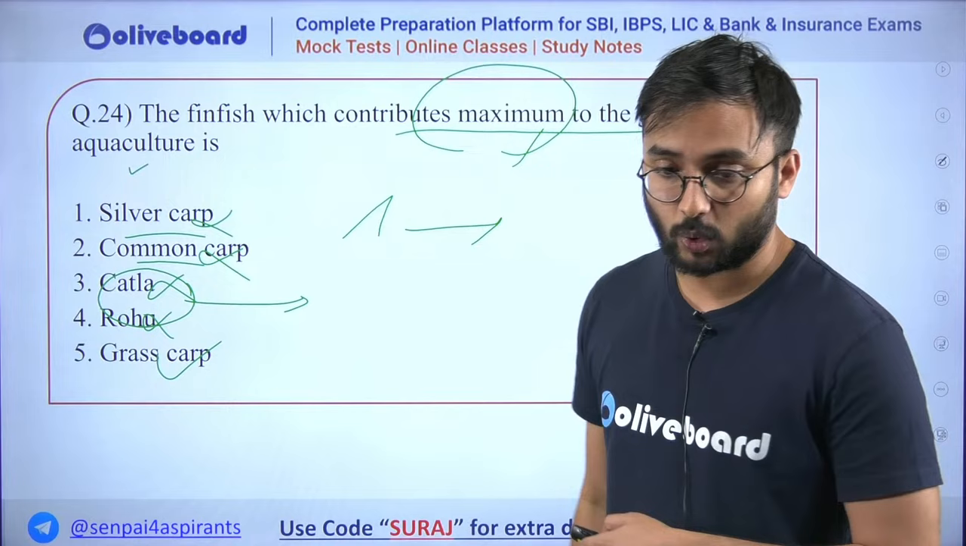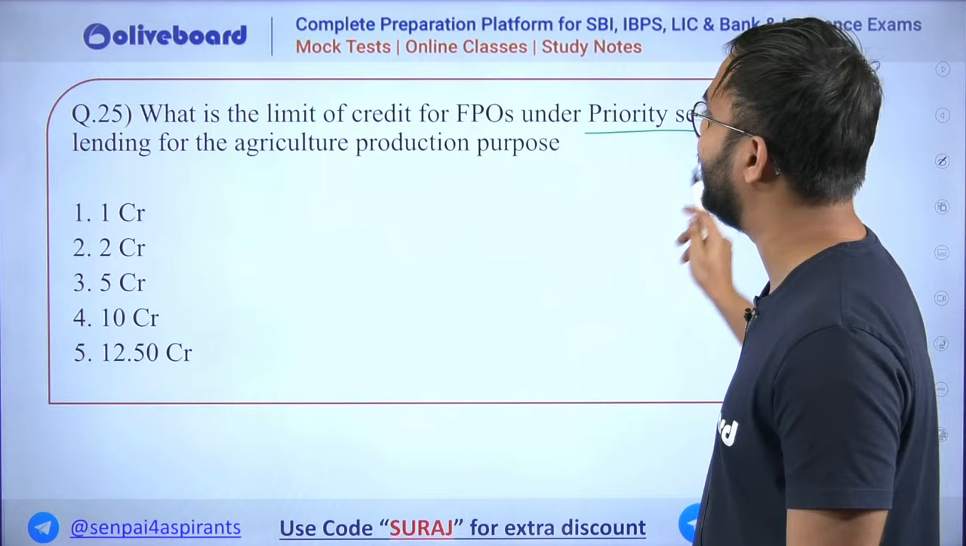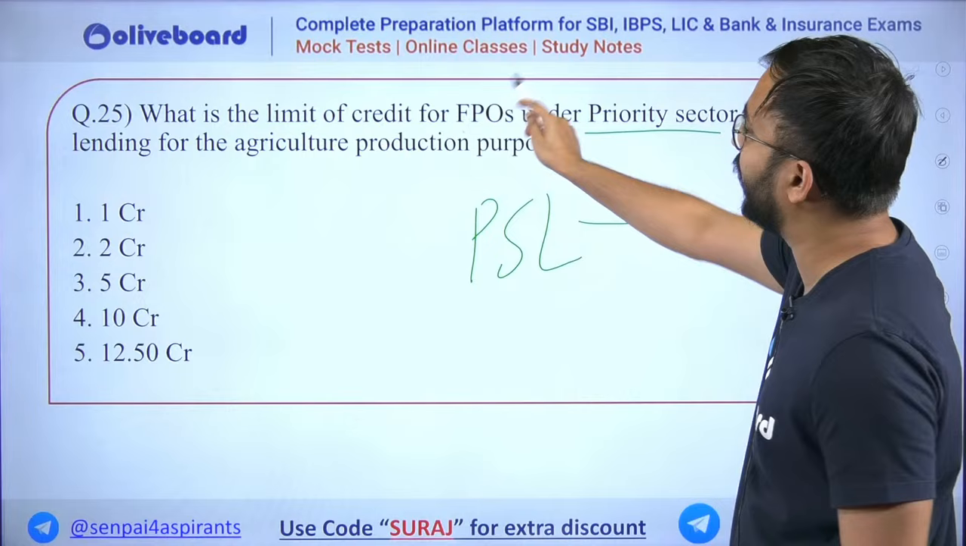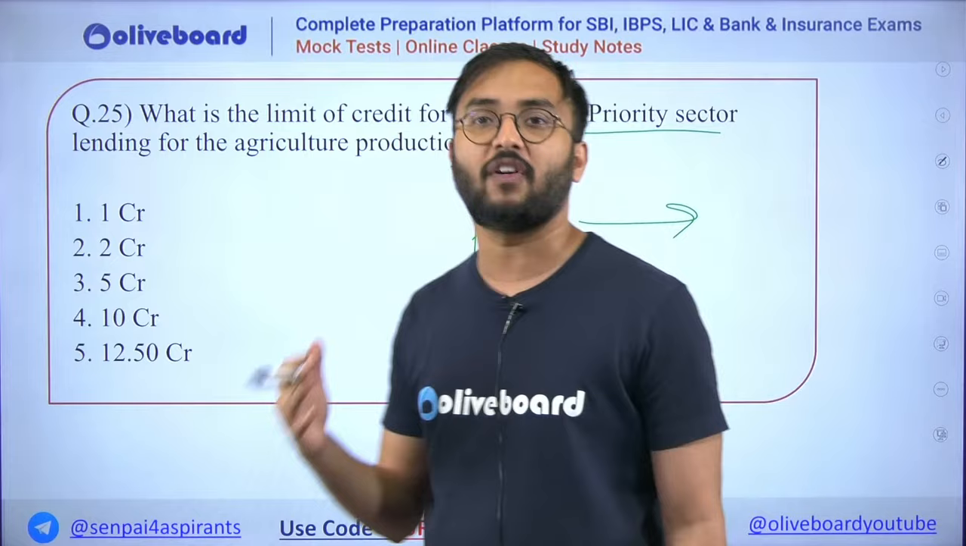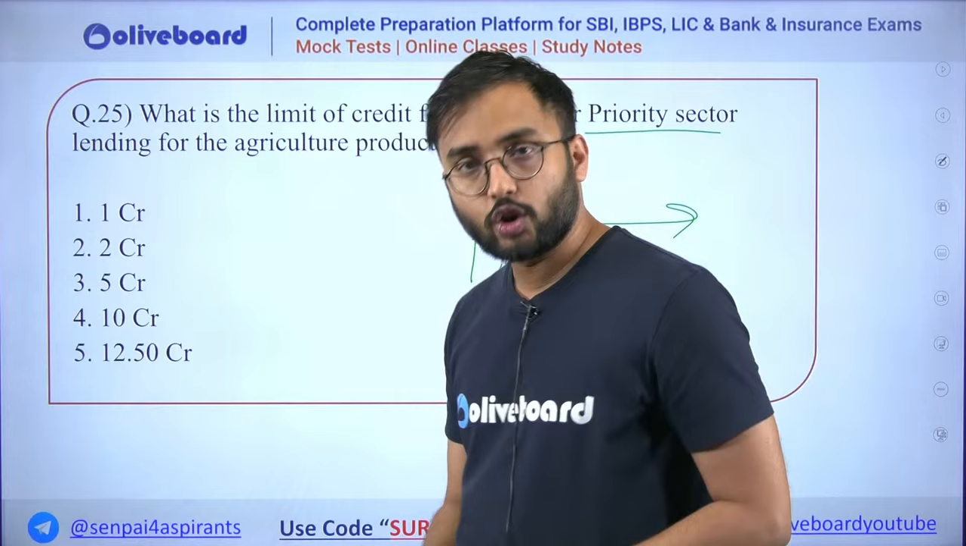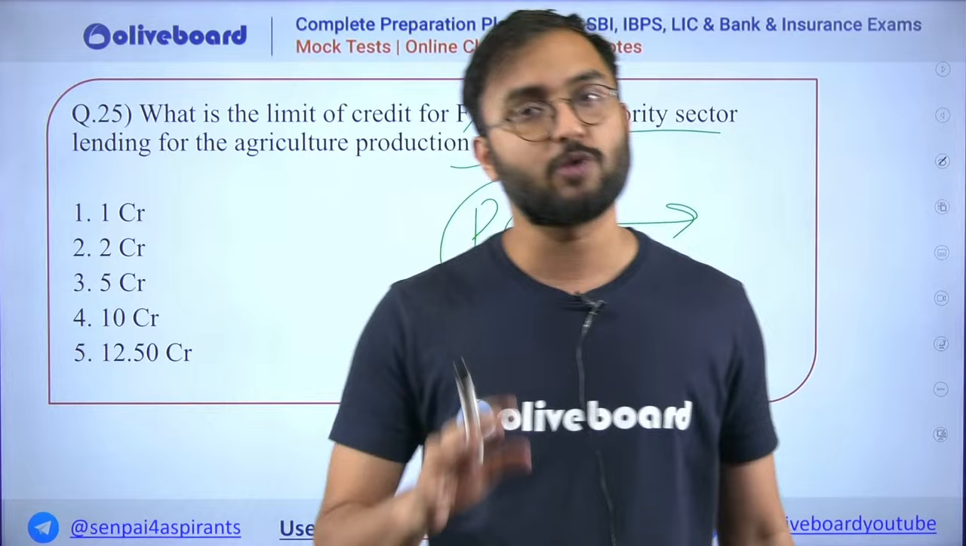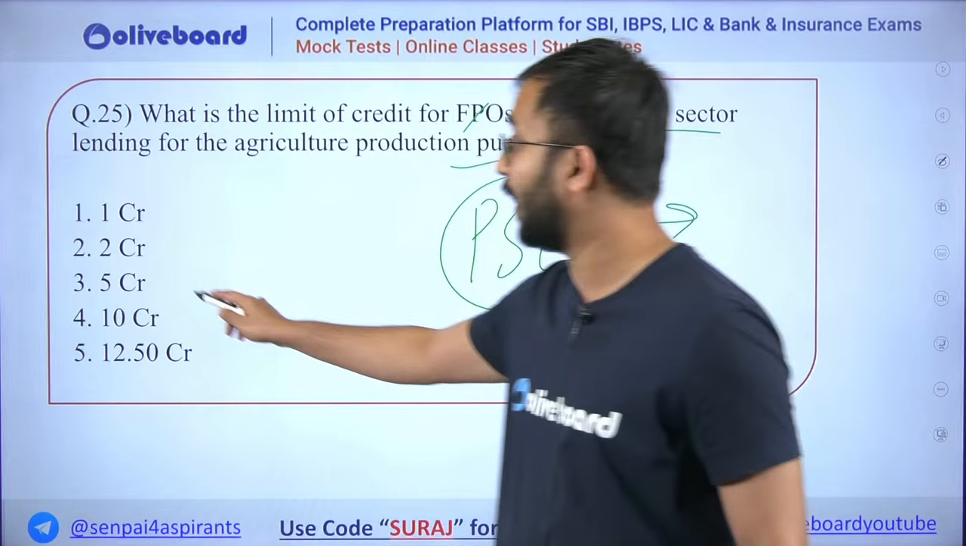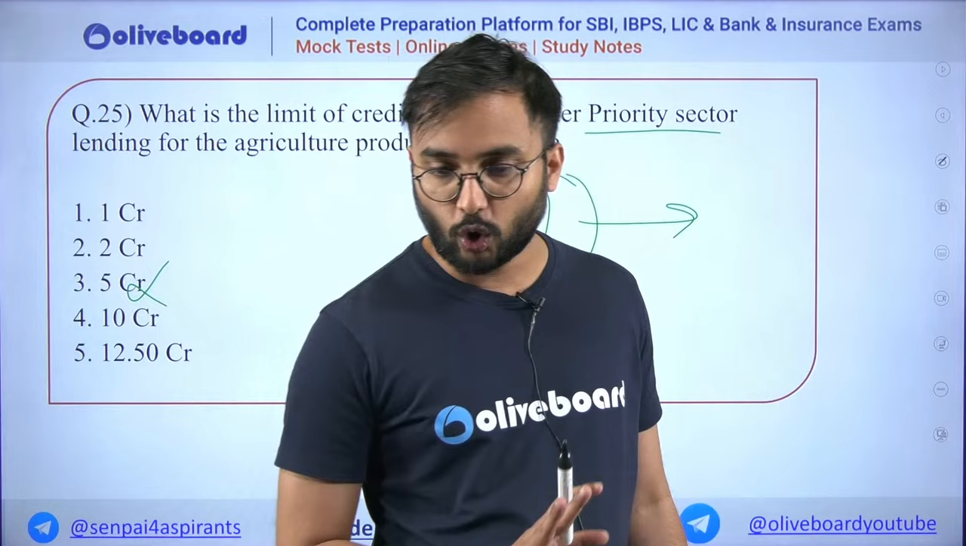What is the limit of credit for FPOs under priority sector lending, that is PSL lending? In PSL lending for banks, what is the limit of credit for FPOs for agricultural production purpose? 1 crore, 2 crore, 5 crore, 10 crore or 12.5 crores? Very easy questions, give me the answer. So PSL, what is this priority sector lending? Can anybody tell? There are certain sectors to which banks have to compulsorily lend. Yes, 2 crore is the correct answer, not 5 crore. I apologize. Can we confirm, is it 5 crore or 2 crore? Madhavi is also saying 5 crore. Ravichandran is also saying 5 crore.